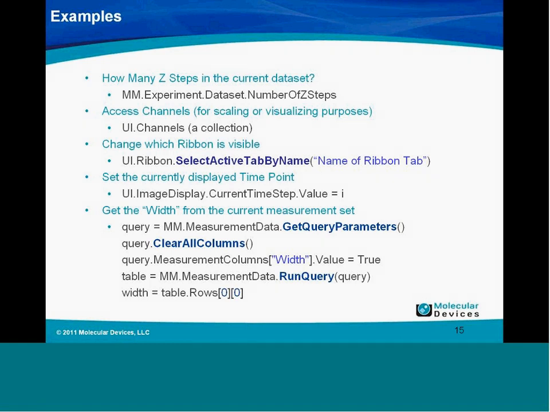You can modify which ribbon is available, or which is visible. So for instance, when you're running scripts, you often go to the script ribbon, but maybe you want to show a measurement ribbon so that the user can see a measurement that's being run, or you want to show the acquisition ribbon. So use UI.ribbon.selectActiveTab by name, and the name that you would give would be the displayed name on the ribbon itself.